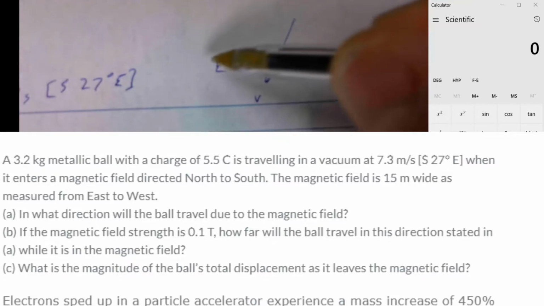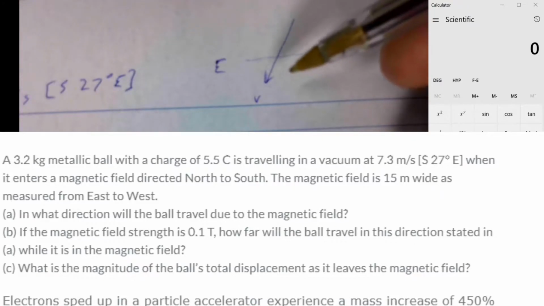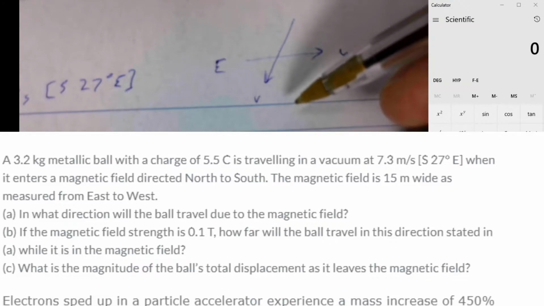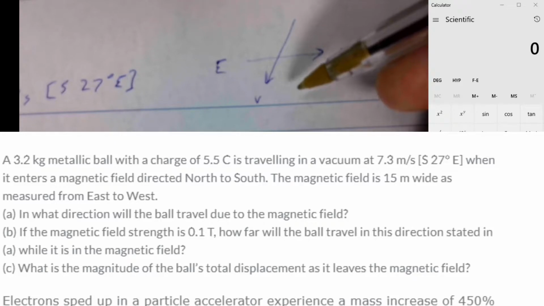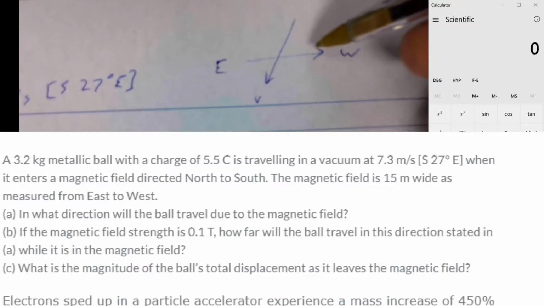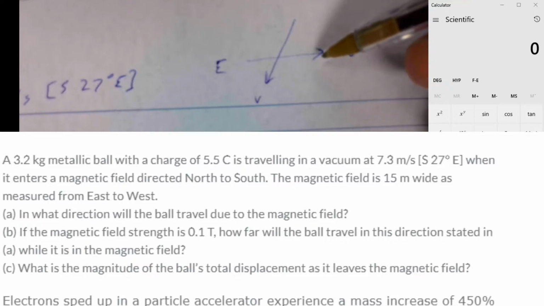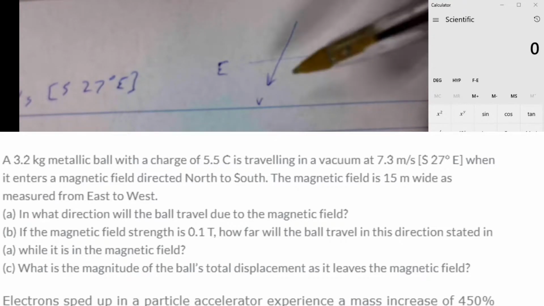The east component will not interact with the magnetic field because they're parallel. It's traveling to the east, and the field is directed to the west, so it's parallel. But what we do know is that the south travel is the direction of our electric charge, and our magnetic field is directed towards the west here. So in which direction will the ball travel due to the magnetic field? It's either going to travel up or down.